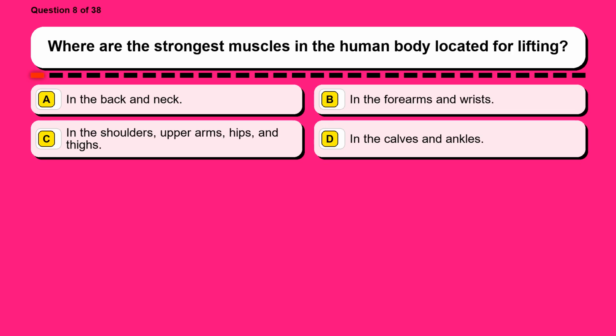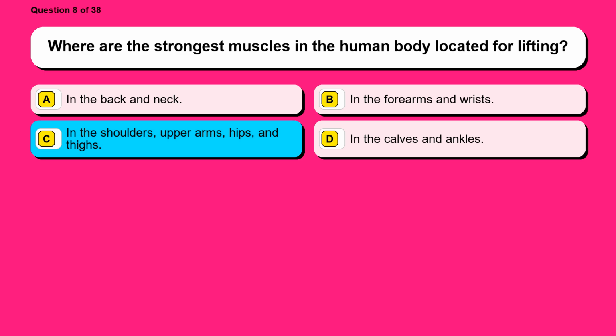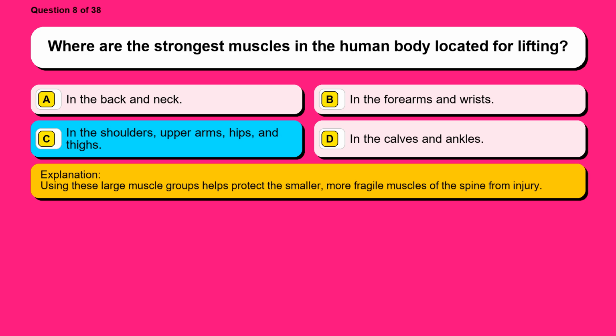Question 8. Where are the strongest muscles in the human body located for lifting? Option A. In the back and neck. Option B. In the forearms and wrists. Option C. In the shoulders, upper arms, hips, and thighs. Option D. In the calves and ankles. The correct answer is option C. In the shoulders, upper arms, hips, and thighs. Using these large muscle groups helps protect the smaller, more fragile muscles of the spine from injury.